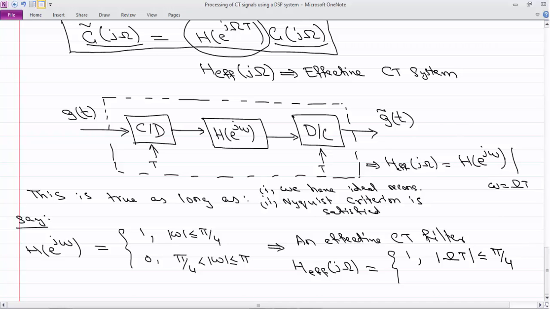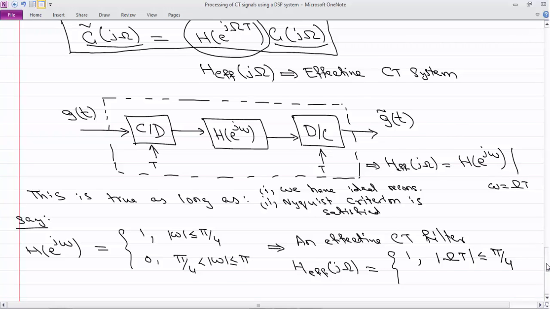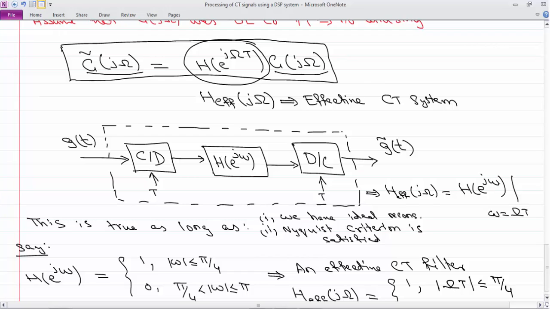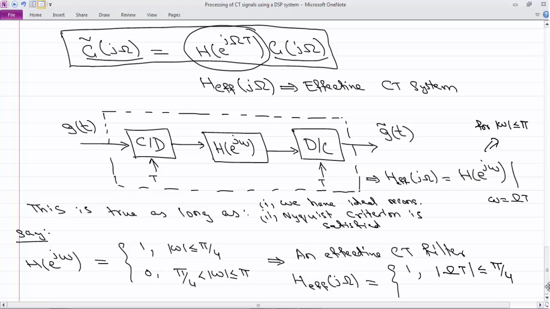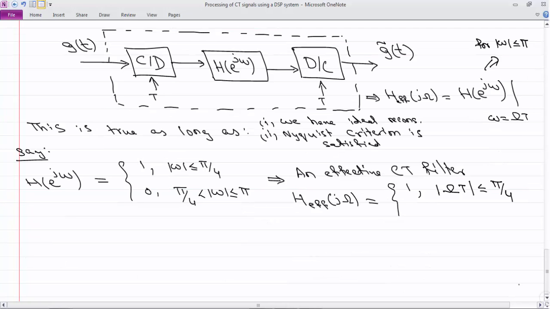One thing I forgot to mention is this is H of e to the j omega for omega less than or equal to pi. So you only focus on the main region from minus pi to pi. Okay. So I have 1 for capital omega T less than or equal to pi by 4 and 0 otherwise.